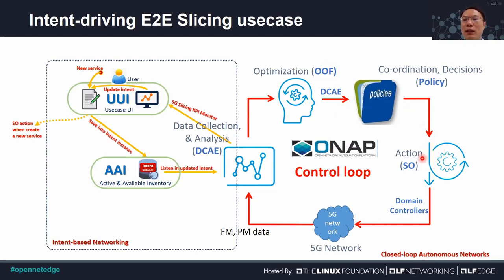And the SO will configure networks by action to trigger the domain controllers. So our work is to provide a closed loop interaction between the users and the autonomous networks, where the users could create a new service, update their intent, and we can save the user's real-time intent into the intent instance saved in AI. And this AI could listen to the user's updated intent. Moreover, the DCAE will also provide the KPI monitor based on the 5G slicing KPI.